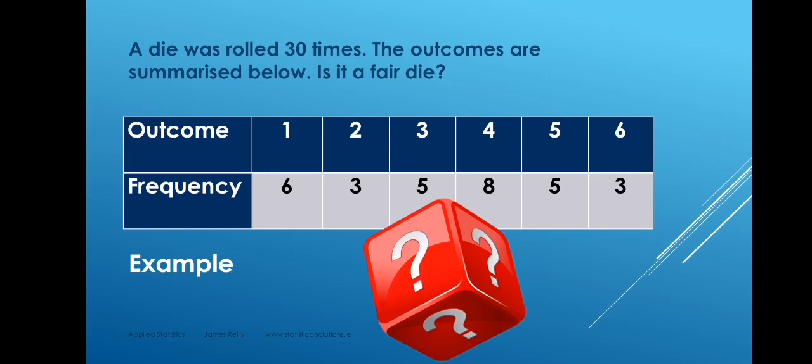So if a die is rolled 30 times and the outcomes are shown there, the question is, is it a fair die? A fair die should provide the numbers 1 to 6 with equal probability, 1/6 each time. So in 30 rolls, we would expect to get 5 of each of the outcomes. 5 times 1, 5 times 2. Now, of course, we don't get that every time. And so the question is, is the evidence here from the observed data strong enough for us to say that this is not a fair die? Or is this consistent with the type of random variation that would be expected to arise in a process like this?